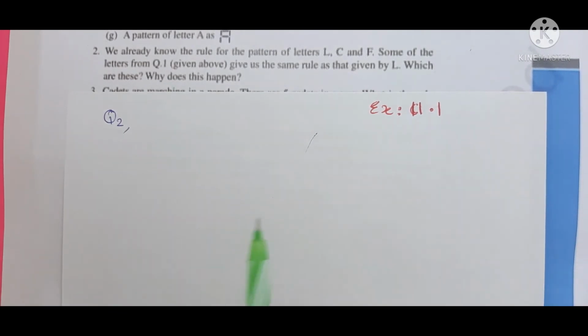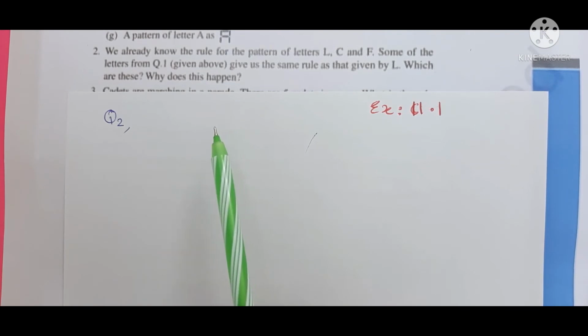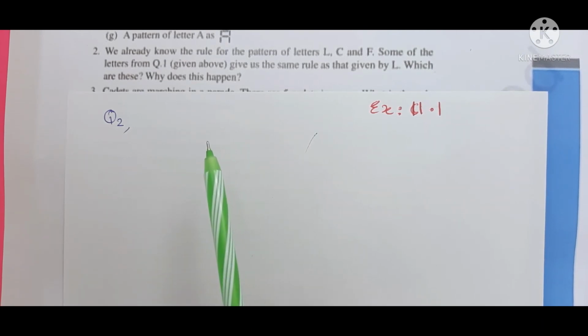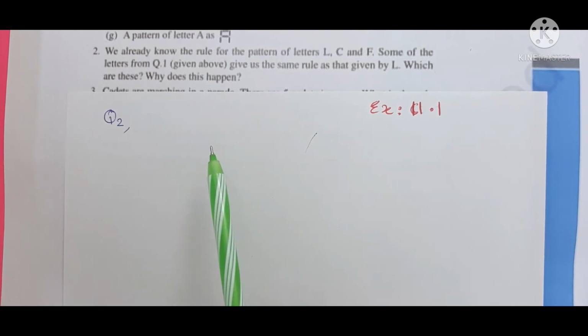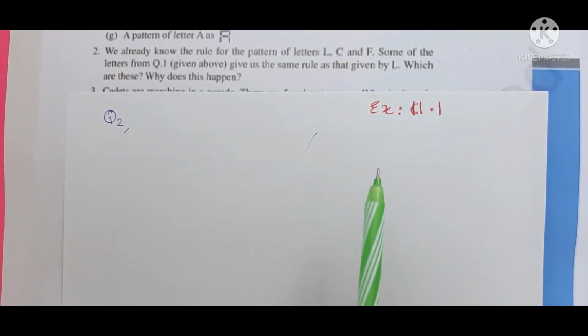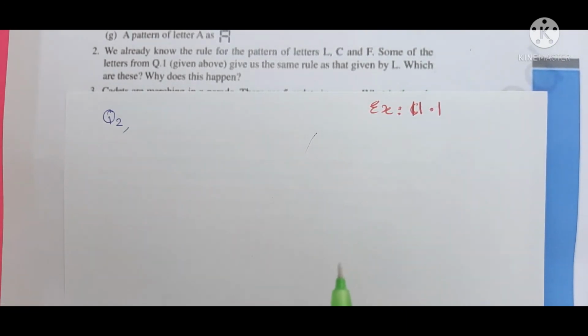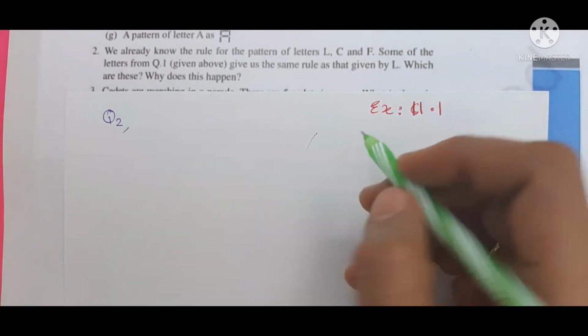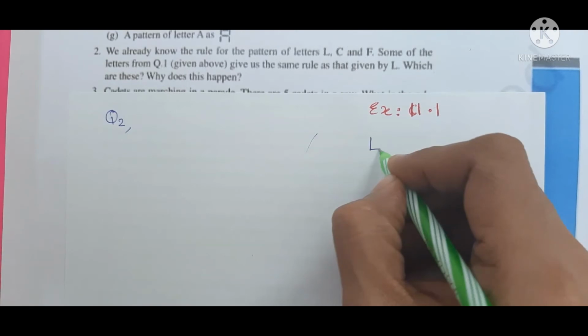So the question says we have to find some of the letters from question number 1 as they follow the same rule as that given by the letter L. Okay, so what are the letters that can follow the rule of L from question number 1? First of all, we can find the rule of the L letter.